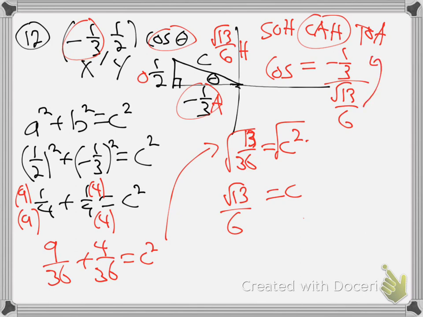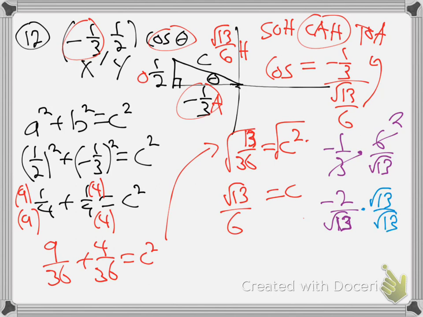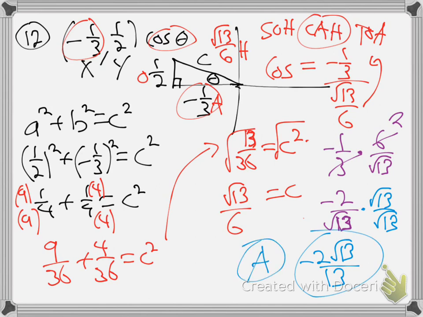So flip this guy up, and what are we going to get? We're going to get minus 1/3 times 6 over root 13. This goes into this 2 times, minus 2 over root 13. We can't leave that root 13 on the bottom, so we multiply top and bottom by root 13, minus 2 root 13 over plain 13. There it is, option A on that one.